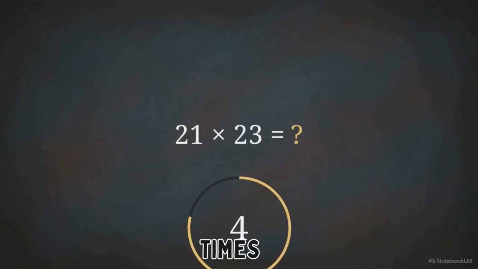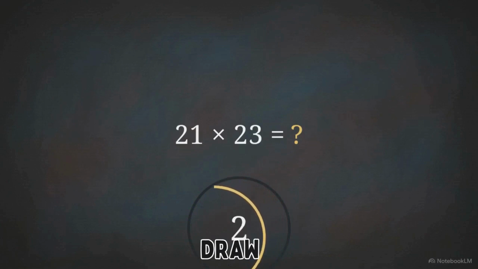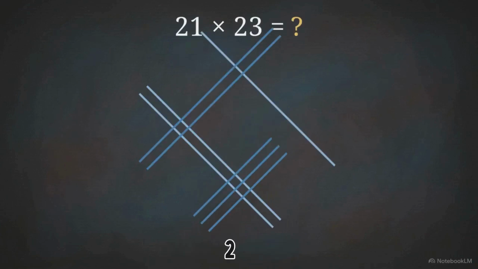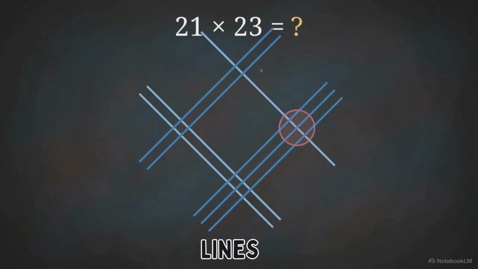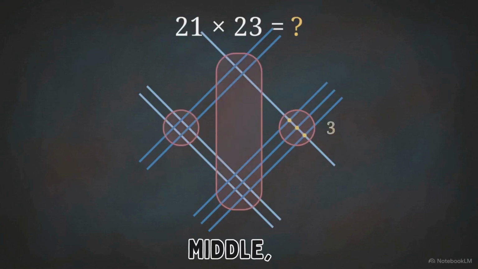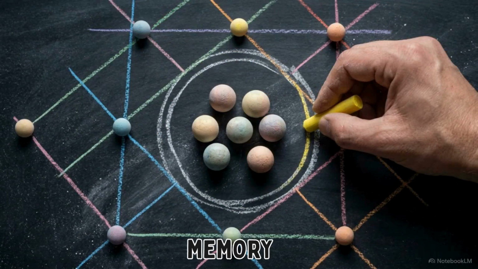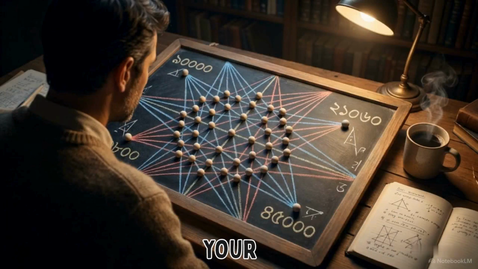Here is 21 times 23. Pause the video, draw the grid, group the 3 zones, and solve it. Here is the breakdown. 2 lines and 1 line. 2 lines and 3 lines. Group right, middle, left. 3 dots, 8 dots, 4 dots. 483. Solving this on paper builds the muscle memory needed to use this method reliably on your own.